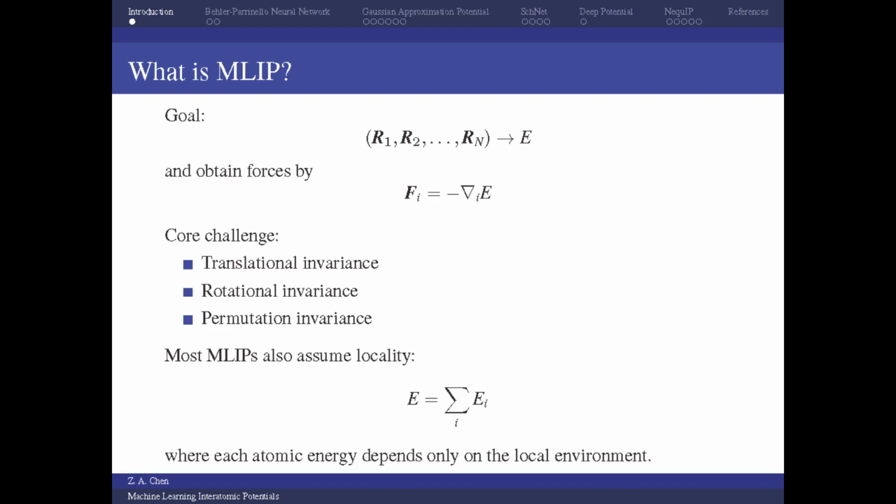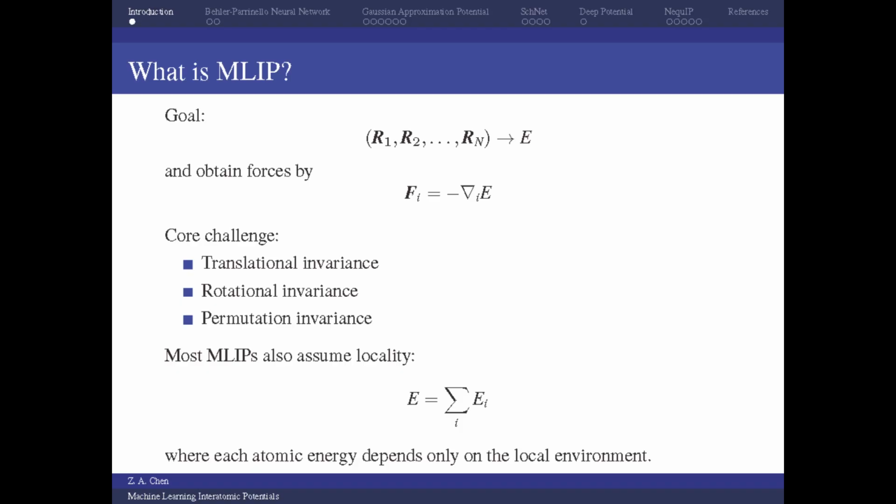Mathematically, we want to learn a mapping from atomic coordinates to total energy, like this. Once we have the energy, we can compute forces using this formula. At first glance, this may look like a standard regression problem, but there is a major difficulty. The model must satisfy several physical symmetries.